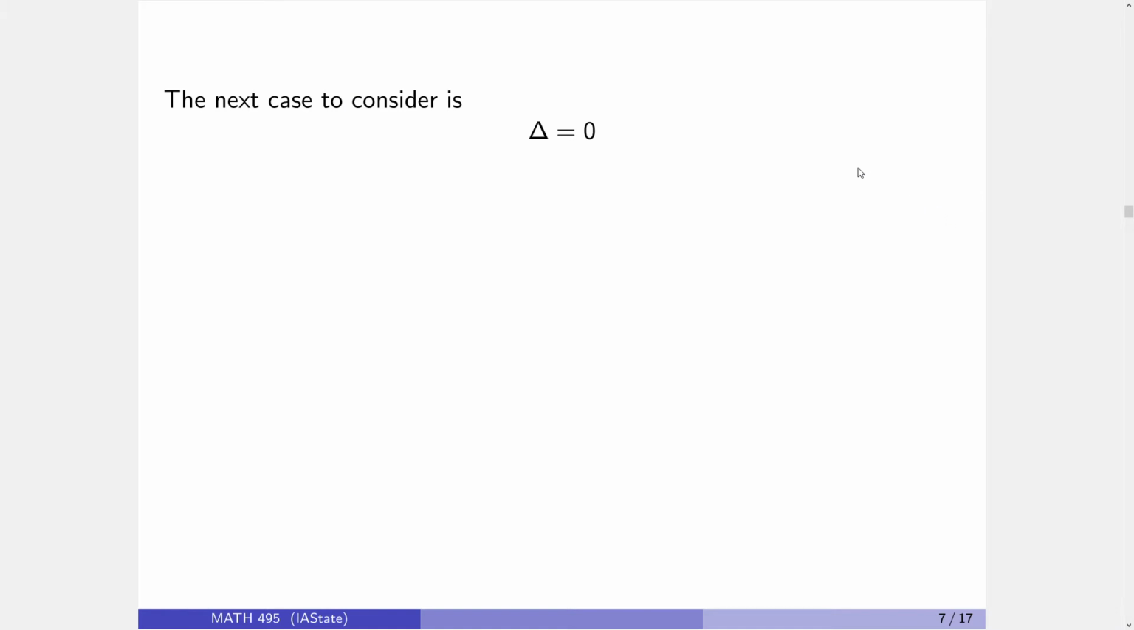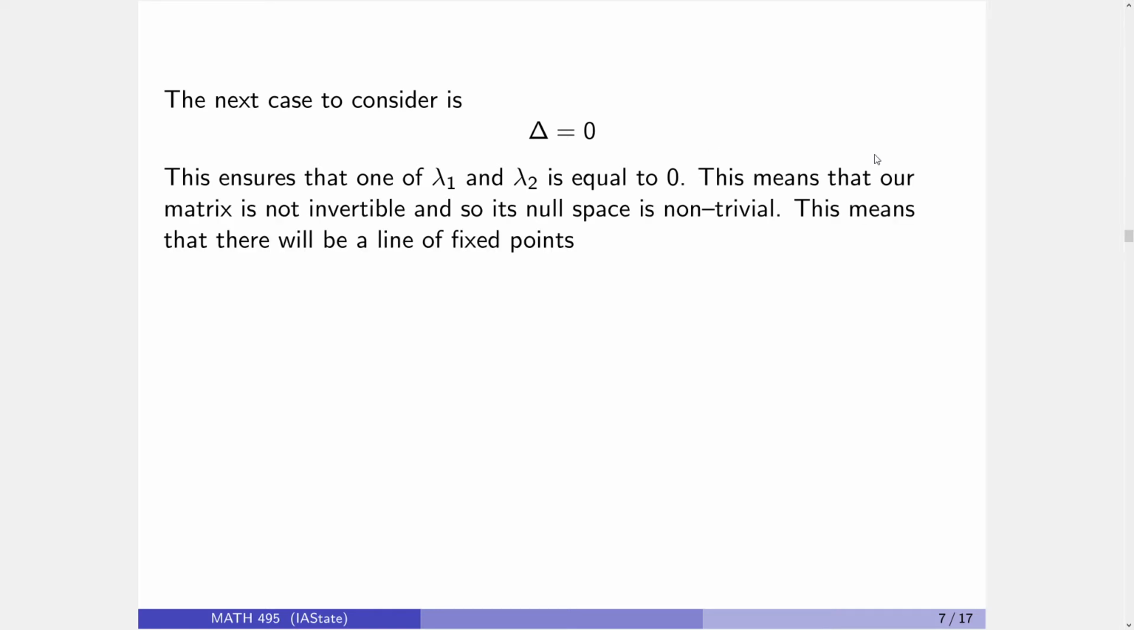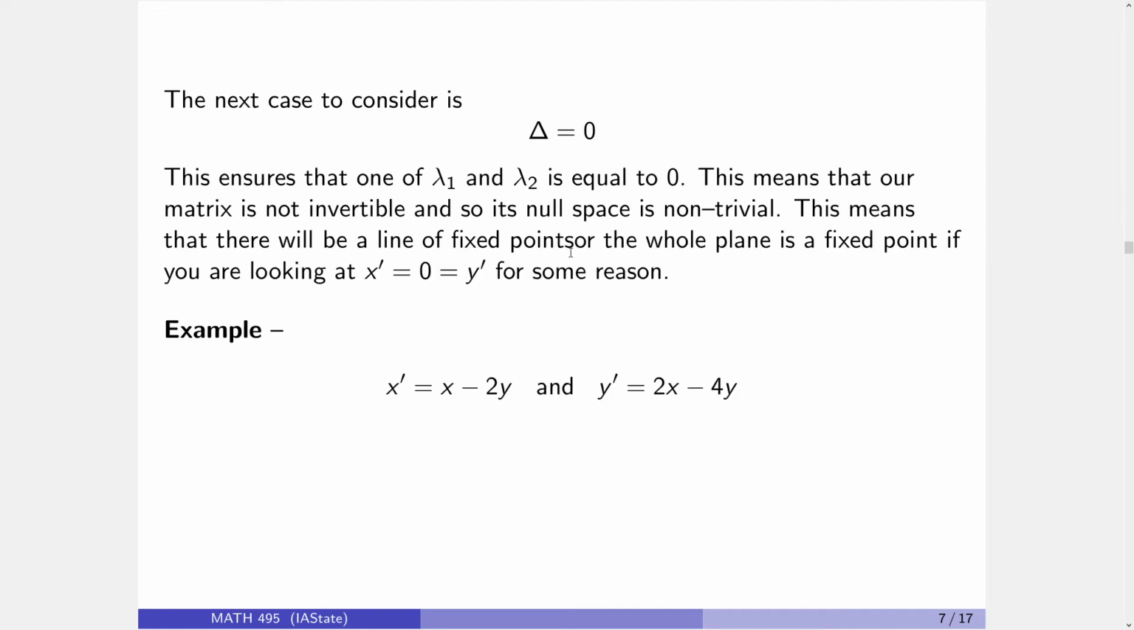Okay, the next case is when the product is equal to zero. Note, this could only happen if one of them was zero. We can't multiply two real numbers and get zero without either of them being zero. So this, of course, means that our matrix is not invertible, and so its null space has stuff in it other than the zero vector. So in other words, there is a line of fixed points.